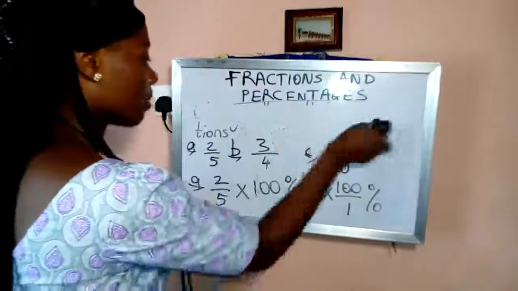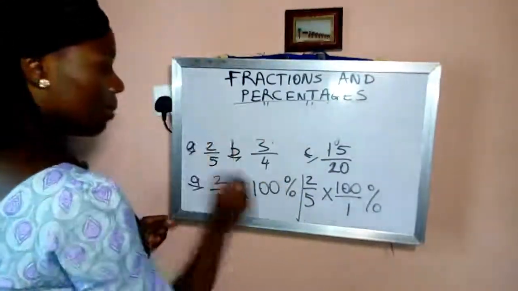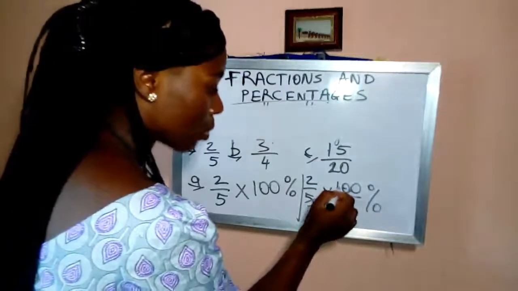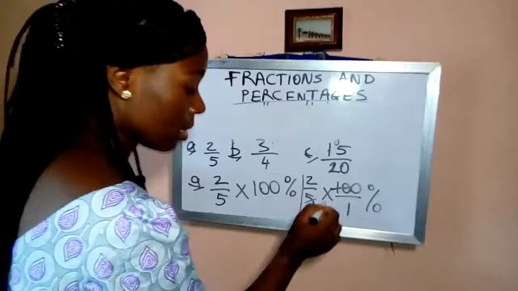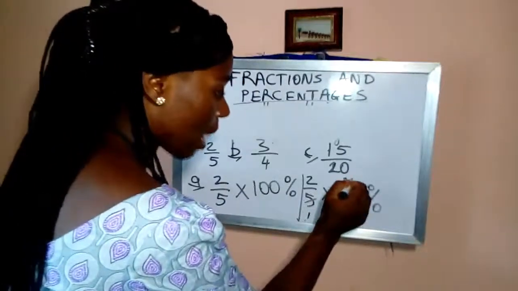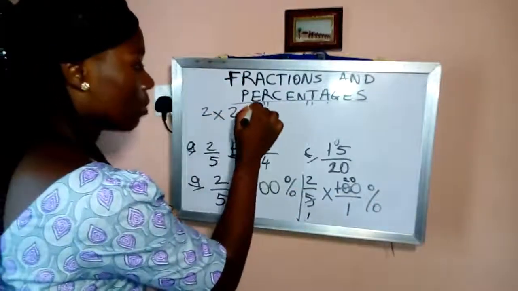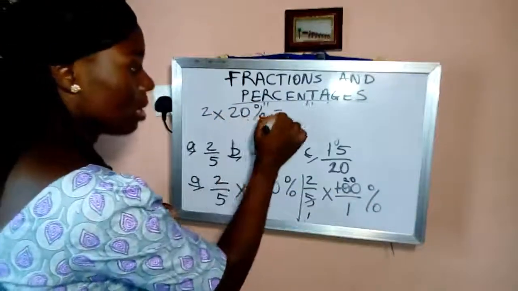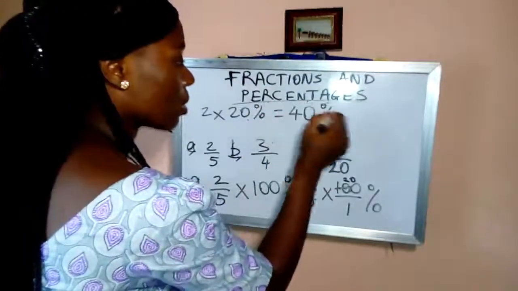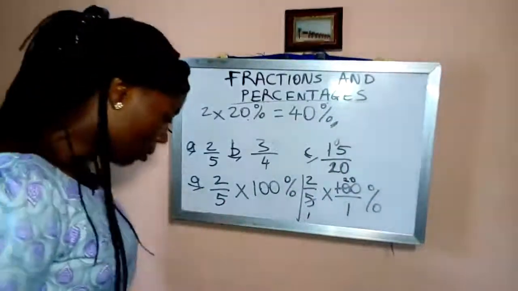Let's use this space. We have 5 here, 1. 5 can go into 10. 5 into 10, I have 2. 5 into 0, I have 0. So what I'm left with here is 2 times 20%. That will give me 2 times 20, give me what? 40. My answer is 40%. It's that simple.